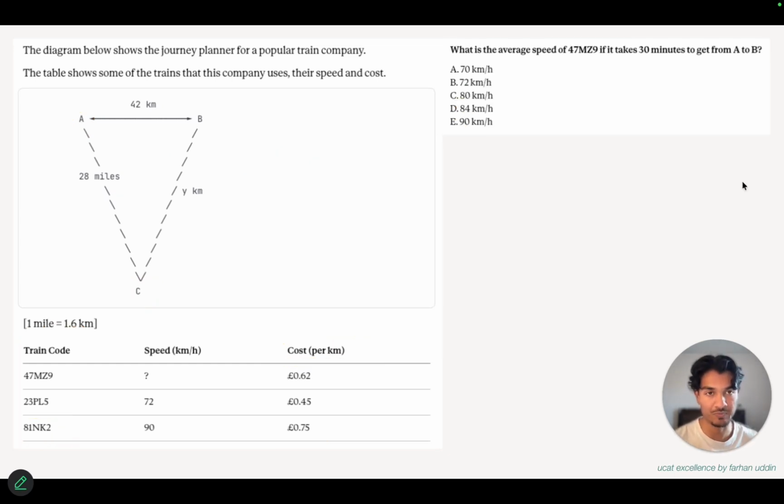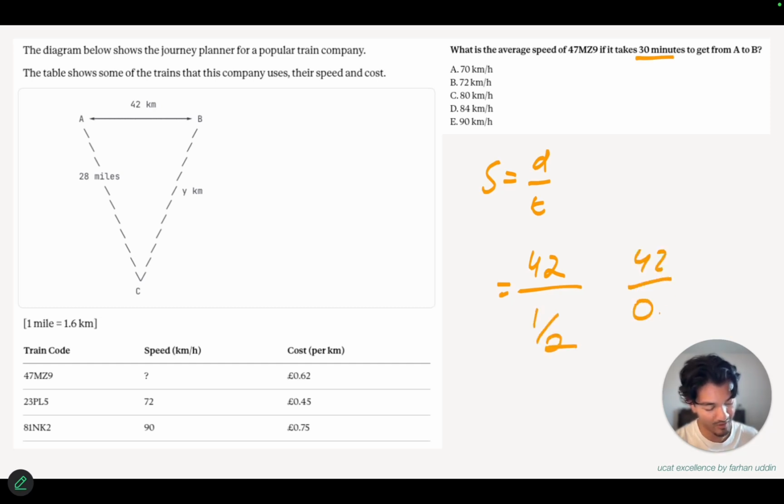What is the average speed of that train? Feel free to pause the video now and have a go. So, average speed. What is speed? Distance over time. What is the distance between A and B? 42. What's the time? 30 minutes. So that's half. So if we get 42 divided by 0.5, you are going to get the answer of 84 kilometers per hour.